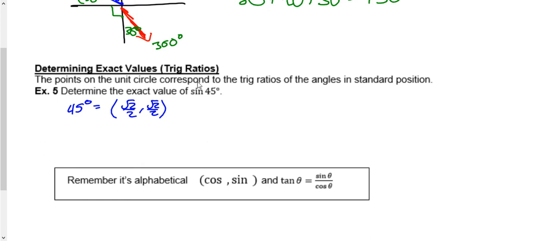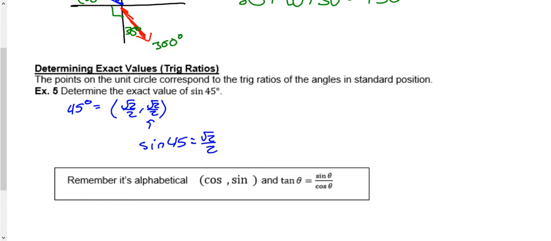And if I was looking for sine 45, well, it doesn't matter which one I use. Well, it actually really is this one here. So sine 45 is equal to root 2 over 2. And there we go, and we are done.